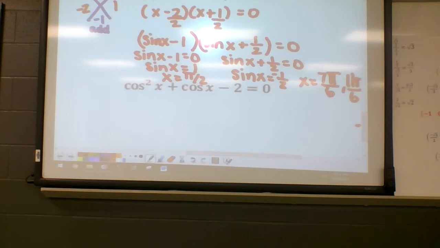So this equation had 3 solutions. So we've seen equations with 1 solution, we've seen them with 2, we've seen them with 3, and now we've also seen them with 4. So you really don't know how many solutions there are until you get into the nitty-gritty of solving, right?